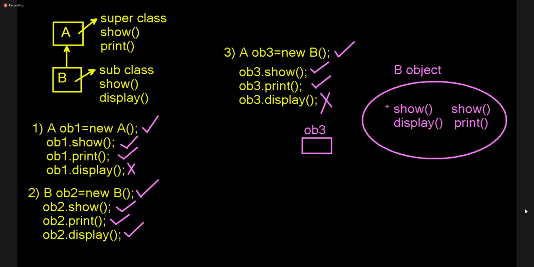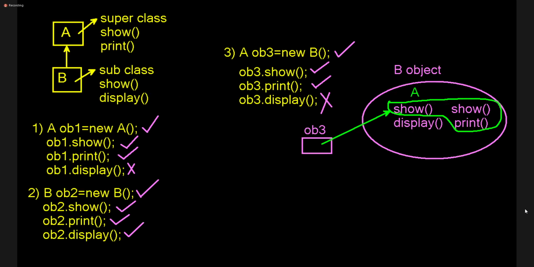Now, in this case, what will happen? The show method also belongs to A. I already told you, it belongs to A only. This part is only referred to by OB3, because the subclass show method is defined in the subclass but belongs to the A class only, no?